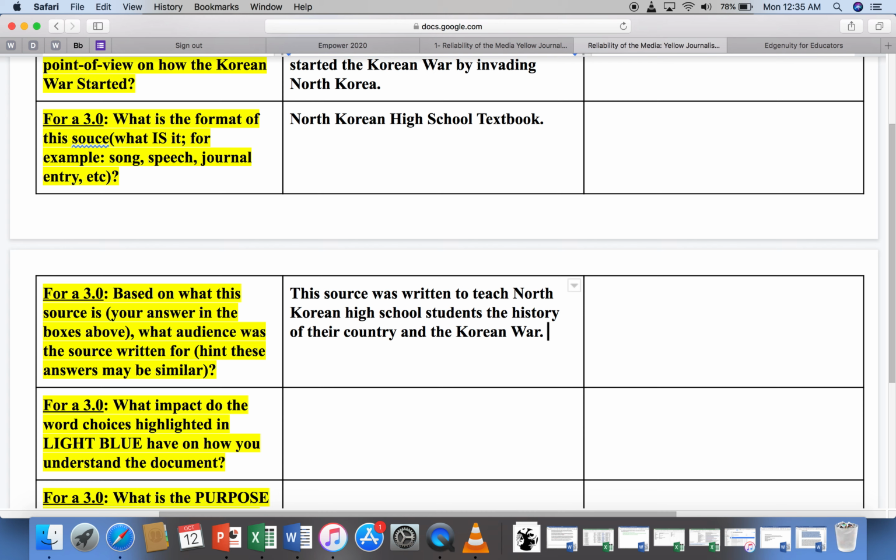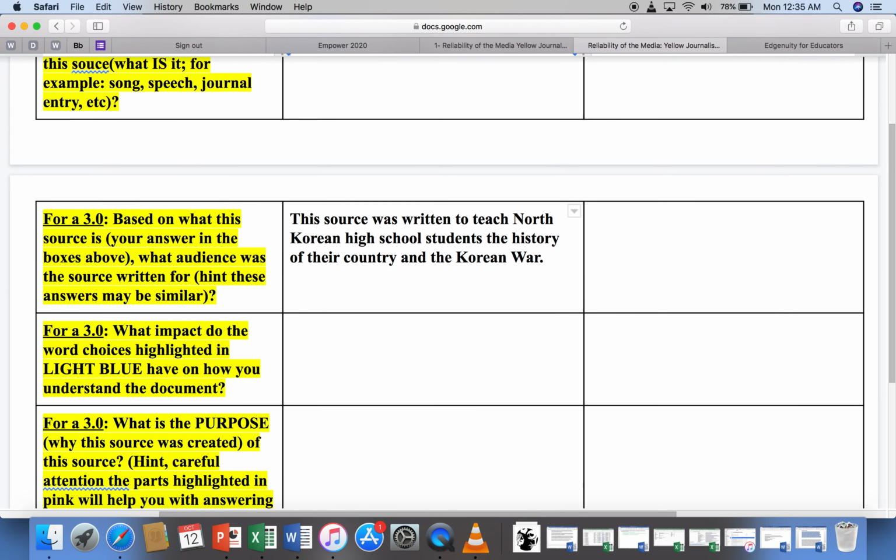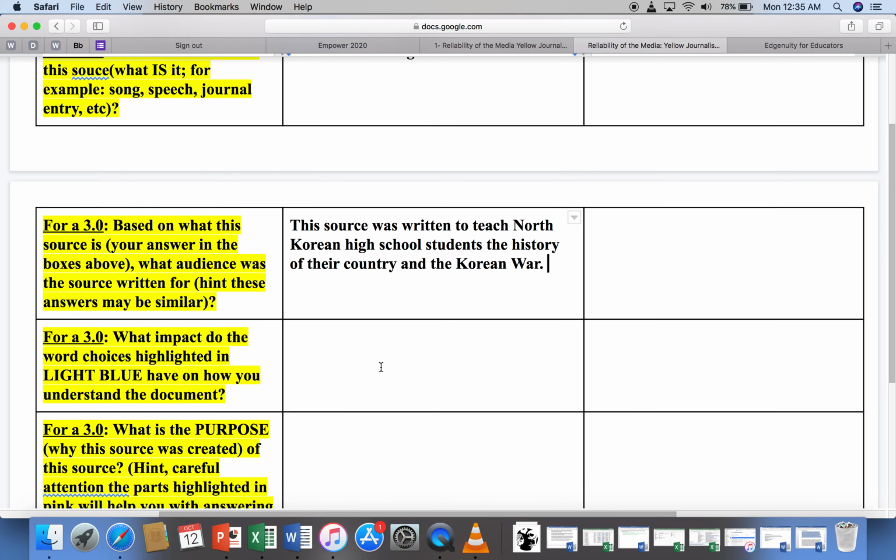Is it a church delegation? Is it a bunch of women? Is it voters? Is it Congress? But with this, it's pretty straightforward. High school textbook, written for high school students. Okay? For 3.0, what impact do the word choices highlighted in light blue have on how you understand the document?